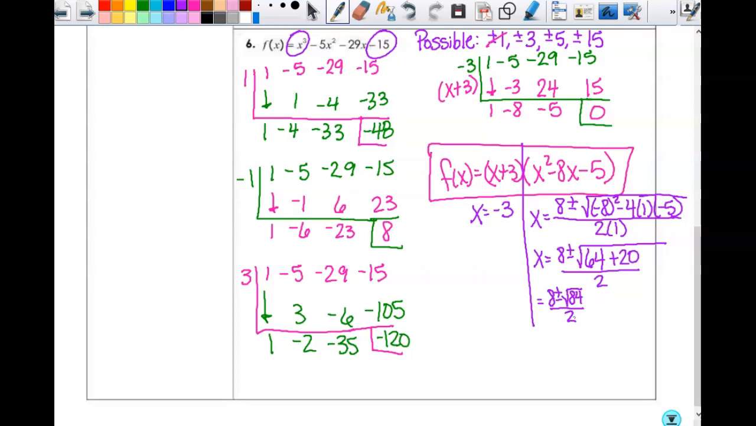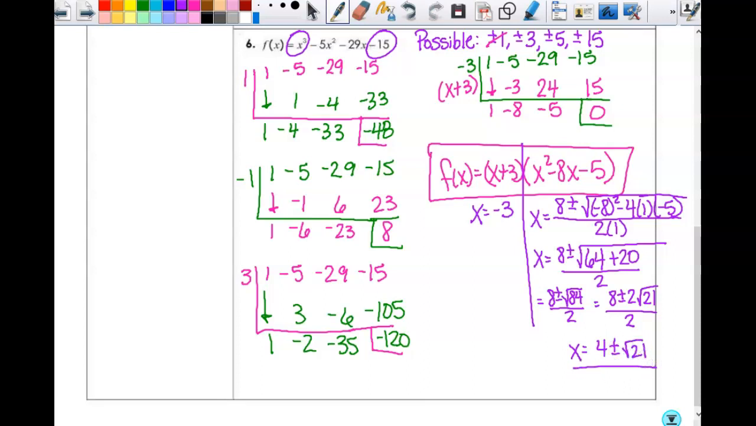I know that 4 divides into 84. That would leave me with 21, and I can't take anything else out of that. So 8 plus or minus, since I can take the 4 out of the 84, I would take the square root of that. That would be 2 square root of 21, all over 2. And then I can reduce, not because I can just cancel these out, but because I can cancel it out of both. So your x is going to be, oh, not plus or minus, sorry about that. It's going to be 4 plus or minus the square root of 21.